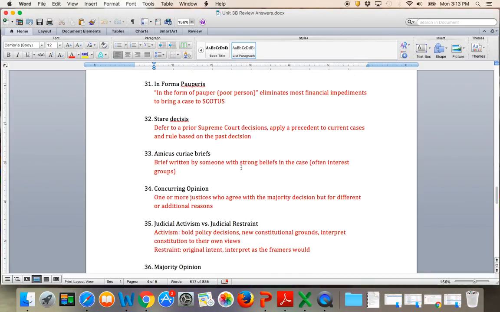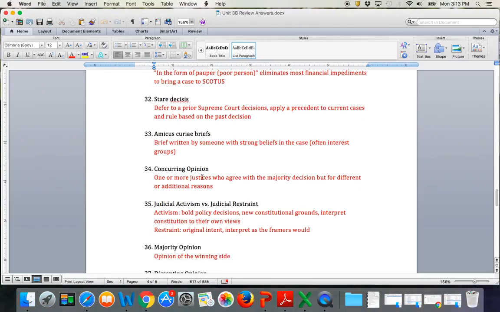Amicus curiae briefs, a brief written by someone with strong beliefs. Could be an interest group, so it could be a gun rights activist that's dealing with a case, and they want the Supreme Court to hear their opinion.